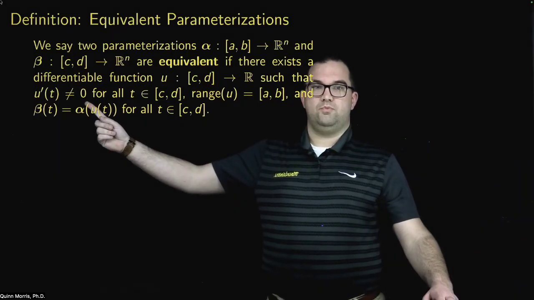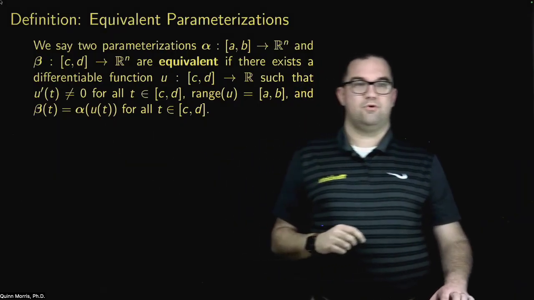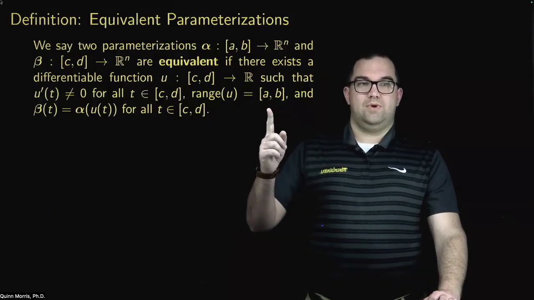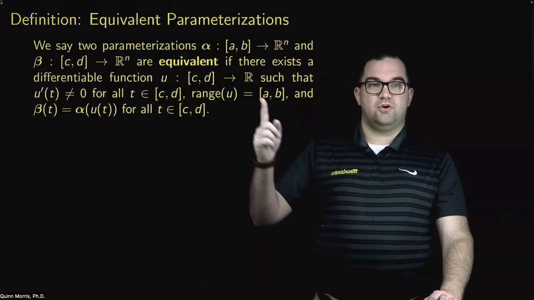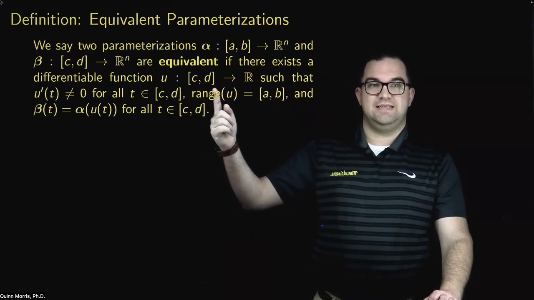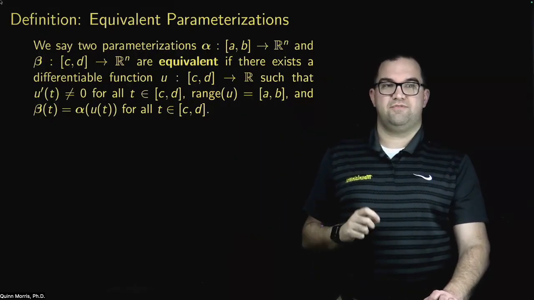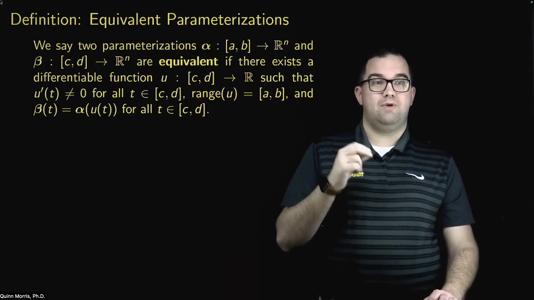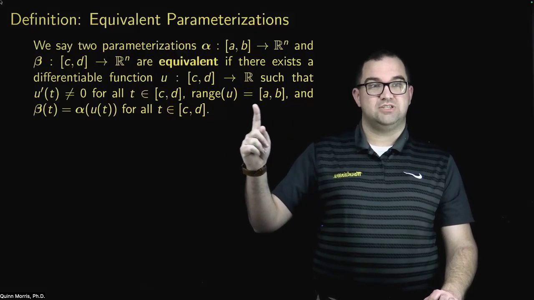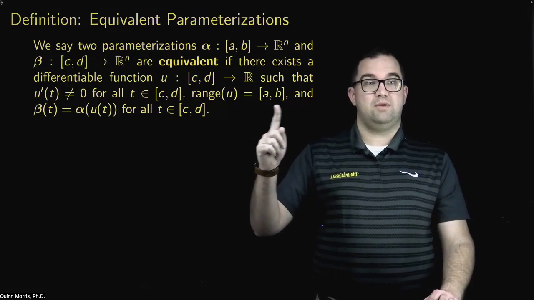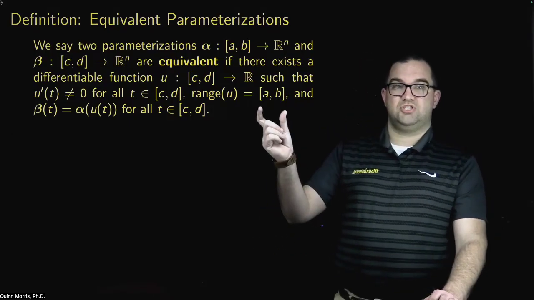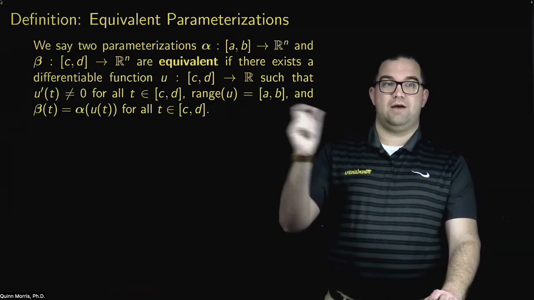So notice, if u prime is never equal to 0, that means u prime is either always positive or always negative. The range of u is equal to AB. So up here we said that u maps from CD, so it has domain CD into R, but here we're saying specifically that it must map into AB. So all the outputs must be in this interval. And because we're saying the range is actually equal to this, we're saying that every point in the interval AB is hit. So the things that we hit are precisely all of the values between A and B.